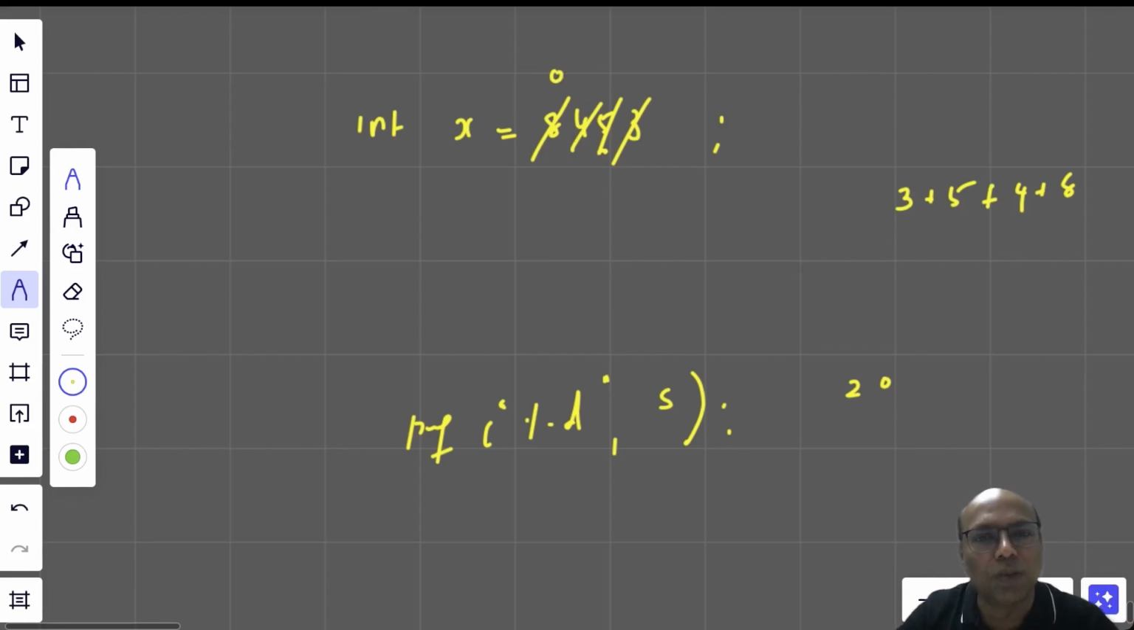How long do I need to do this? Till the number becomes 0. I have to take one digit and keep on adding in my mind. 3 plus 5 is 8, 8 plus 4 is 12, 12 plus 8 is 20. Take a digit, add it in your head, remove the digit from the number, repeat the procedure. How long? Till the number becomes 0. Pause the video, write a code, then come back. So how long do I need to repeat the procedure? While x is not equal to 0.